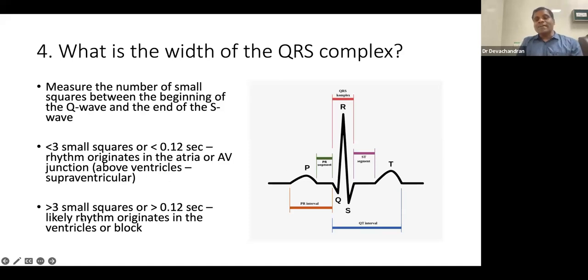If the QRS complex is more than 3 small squares, then the rhythm is originating below the level of the atria, or from the ventricles. Okay, so there is some kind of a block going on if the QRS complex is wide. That's all you need to remember. Less than 3 small squares, it's supraventricular. More than 3 small squares, it's ventricular.